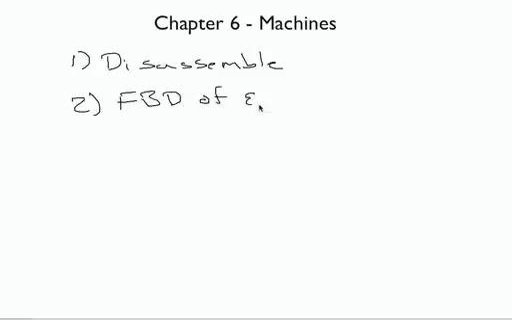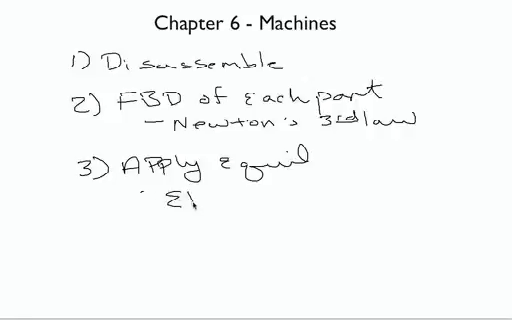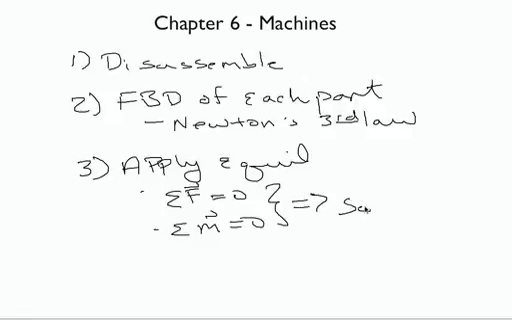So first step we're going to do is we're going to disassemble the machine. Second part is free body diagrams of each part. And we're going to keep in mind Newton's third law when we draw those, to help us get the directions properly. Then once you've drawn those, you can apply equilibrium. So sum of forces equals 0, sum of moments equals 0, and that'll get you to the solution.